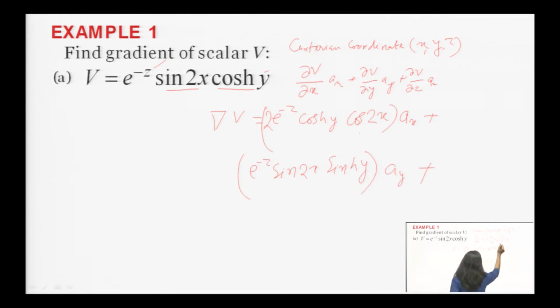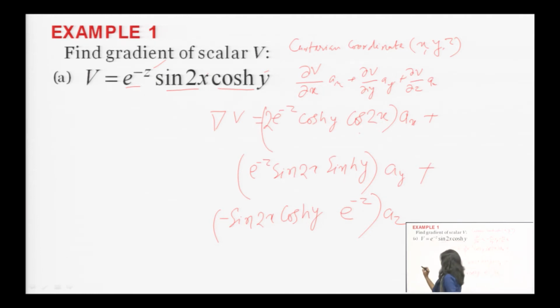plus, now in the third term we need to differentiate scalar V with respect to z. All the quantities except this will act as constants. Here we have sin 2x and cos hy, so we will write sin 2x and cos hy as it is because they act as constants, and the differentiation of e to the power minus z will be e to the power minus z only. However, for minus 1, the minus sign will come. The whole will be multiplied by the unit vector az. So this is the answer of the gradient of scalar V, del V.